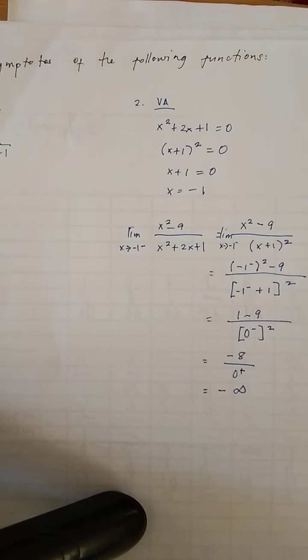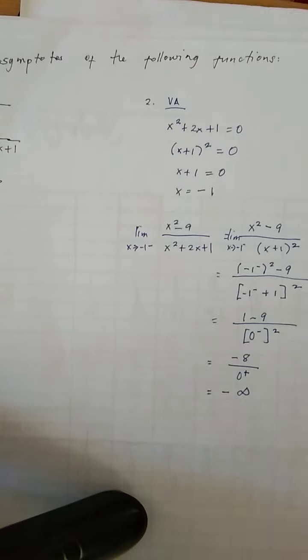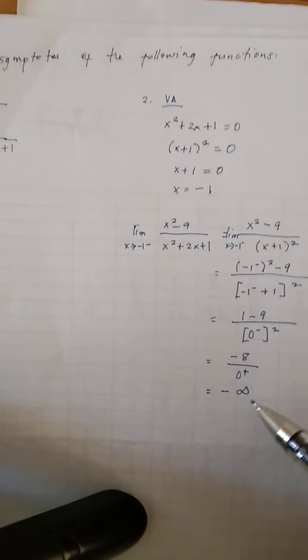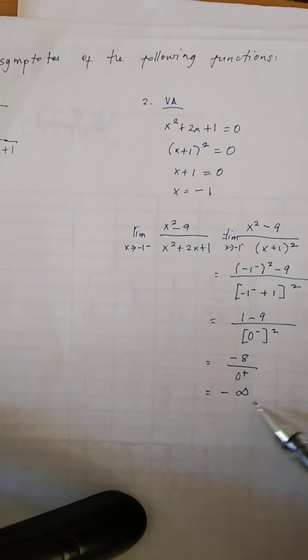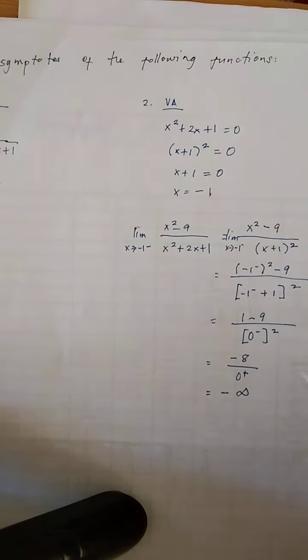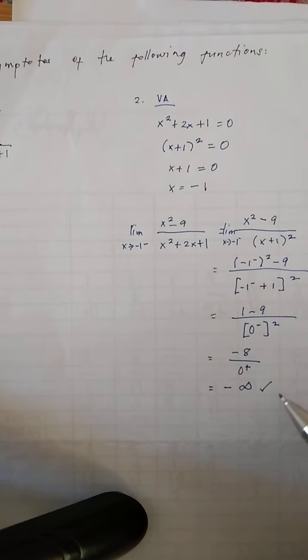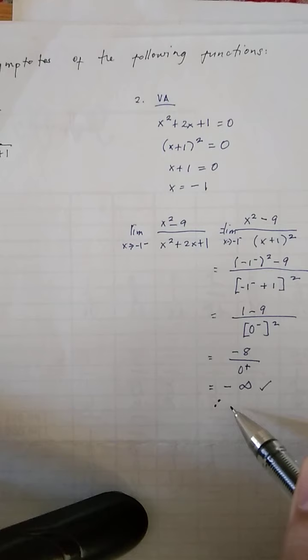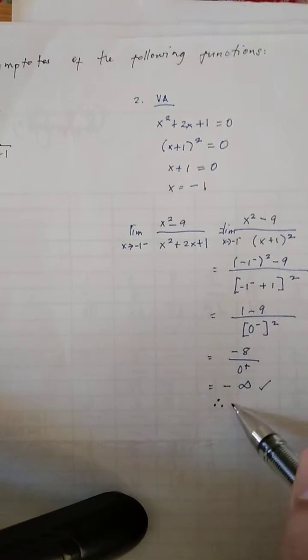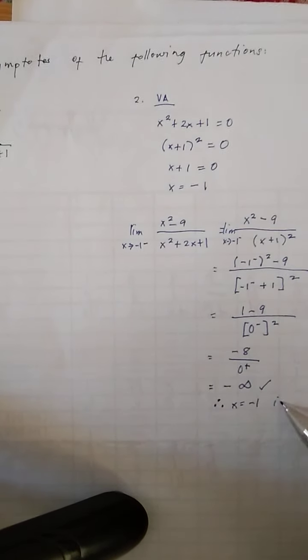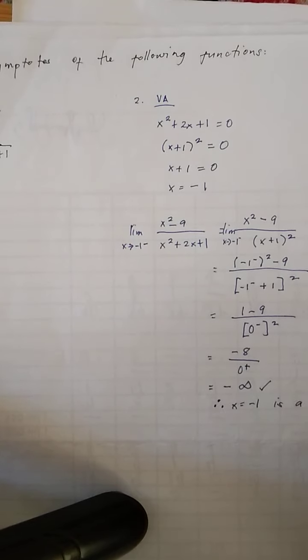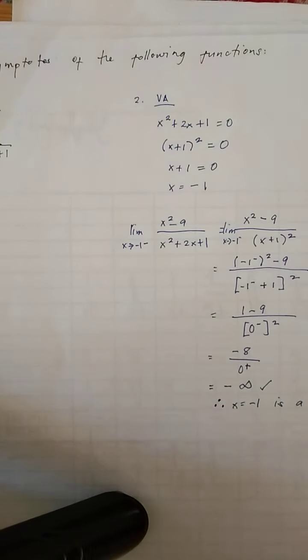Anyway, it doesn't really matter because our target is whether you get an infinite answer for this one or not. So therefore, we get the infinity answer. Therefore, x equals negative 1 is a vertical asymptote of the function.